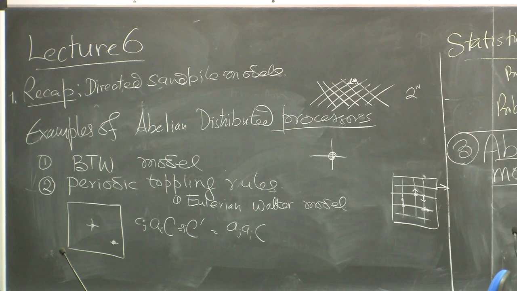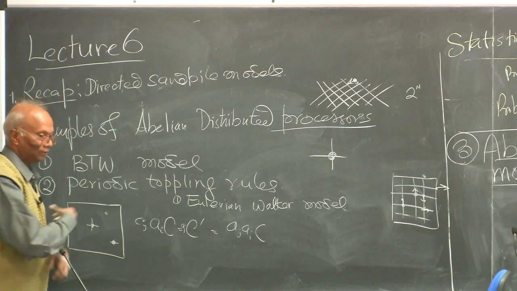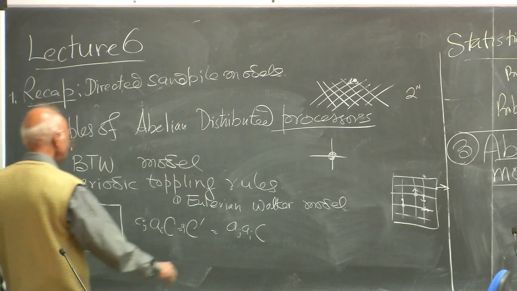And then we said that this implies that you can have any number of workers and you can topple them or move them in any order and you will get the same final result. Well, when they meet, they exchange their number. They are all identical, so they don't have any names. So I cannot tell. Okay.